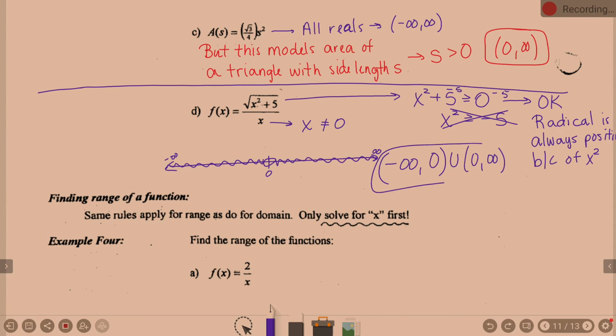Your shading starts down at negative infinity. So negative infinity to 0, with a parenthesis because it's not included. And then 0 to infinity.